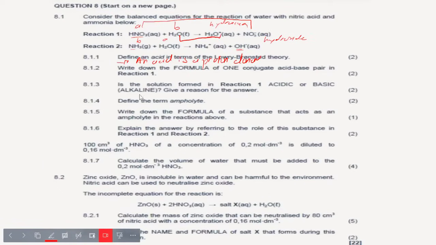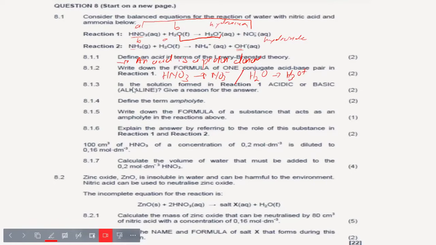Now they say write down the formula of one conjugate acid-base pair in reaction 1. So we'll say that's HNO3 to NO3 minus, or you can write the other one, which is H2O to H3O plus, right? So either one of these. Remember, they said only one conjugate acid-base pair.